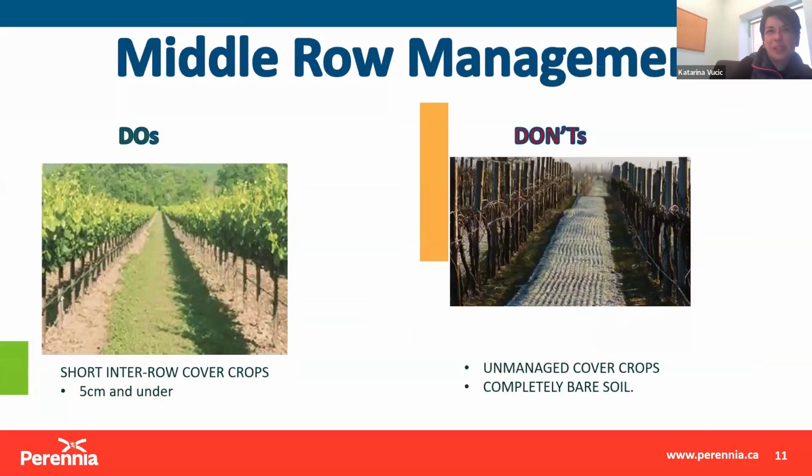So next one is your middle row management. Cover crops can create some roughness that can slow the air movement. However, it is not advisable for people to get rid of their cover crops completely due to erosion concerns and also adding nutrients back into your soil. So instead, mow your cover crops down to 5 centimeters or less throughout the season.